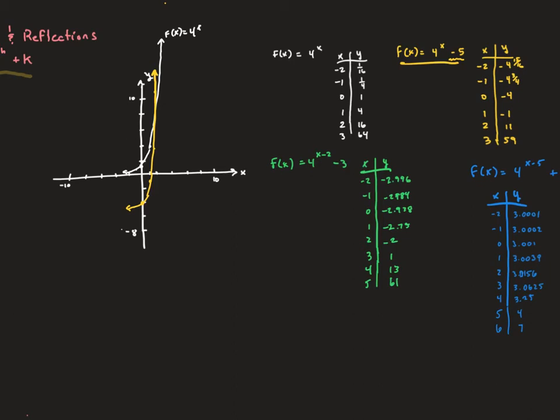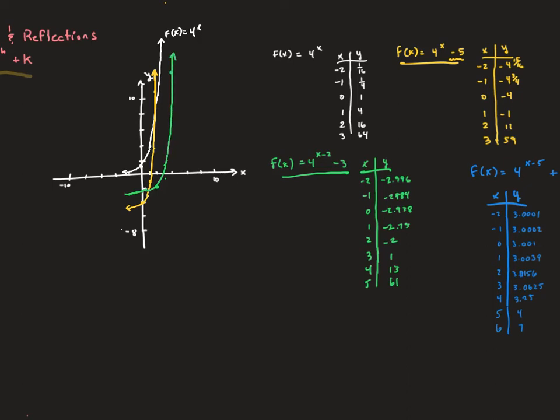Let's see here as we go to this next function, as I plug the values in, negative 2 is going to be almost negative 3. And then negative 1 is, again, going to be still very close to negative 3. And 0 looks like negative 2. 3 is going to be 1. 4 is going to be 13. So this one does something like this.